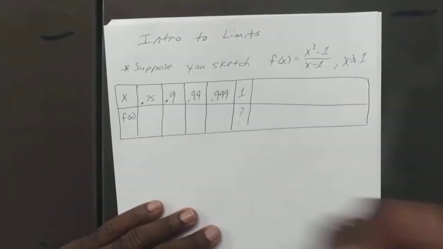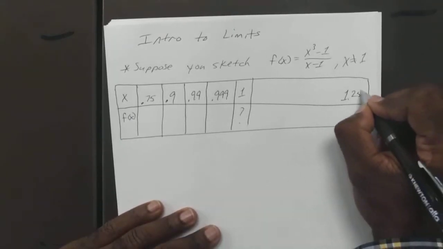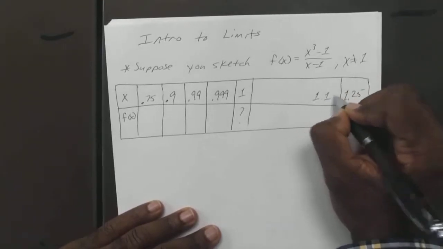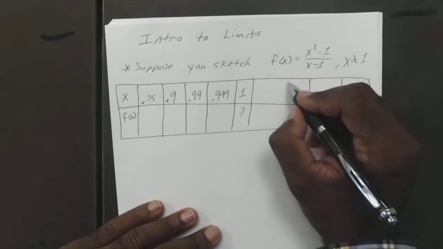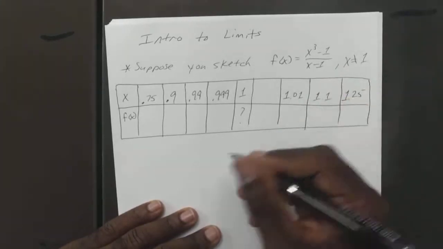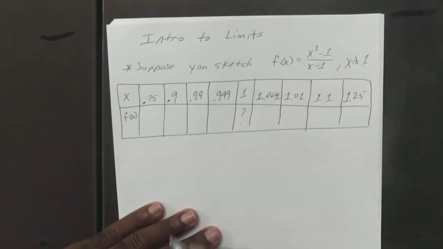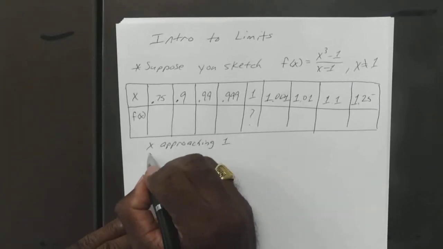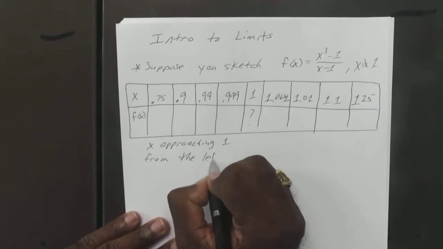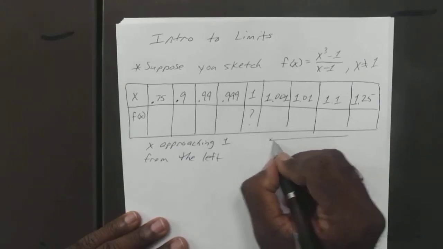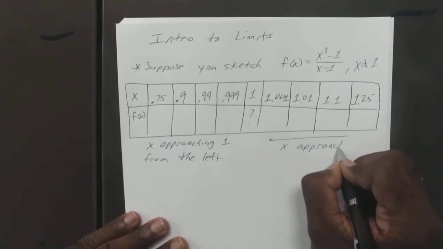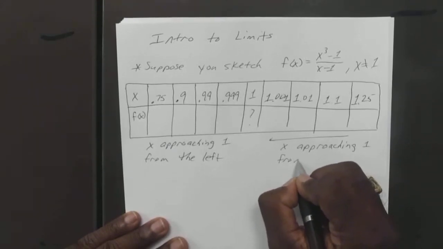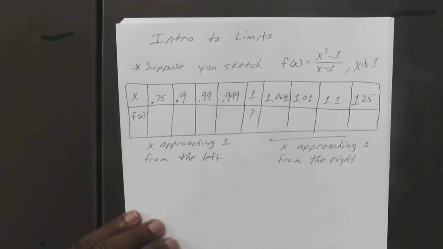Now let's approach 1 from the right, so we'll start with 1.25, 1.1, 1.01, and 1.001. So we have x approaching 1 from the left, and x approaching 1 from the right. We want to know what number we will have when we get closer and closer and closer to that number that we can't equal.